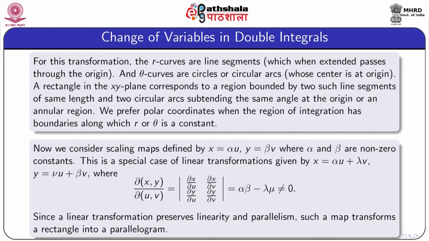transformation which we frequently use is scaling maps, which is given by x equal to alpha u, y equal to beta v, where alpha and beta are non-zero constants. We know that this is a special case of another linear transformation which we frequently use, which is given by x equal to alpha u plus lambda v and y equal to nu u plus beta v. In this case, we can observe that the Jacobian should be non-zero. Since a linear transformation preserves linearity and parallelism, such a map transforms a rectangle into a parallelogram.